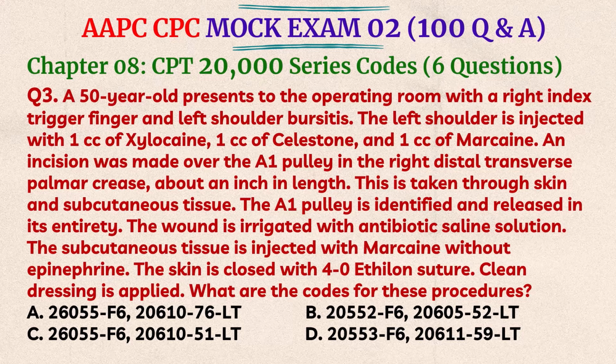So there are 4 answers available. Take your CPT code and find the answer. If you are able to find the answer, you are competent to take the real exam. So here you have to highlight there are 2 procedures actually. One is for the right index trigger finger and the other one for the left shoulder bursitis. For the left shoulder bursitis, the injection is given. And for this trigger finger, incision was made over the A1 pulley. A1 pulley is identified and released in its entirety. So there are 2 procedures. So you have to find the codes for both.